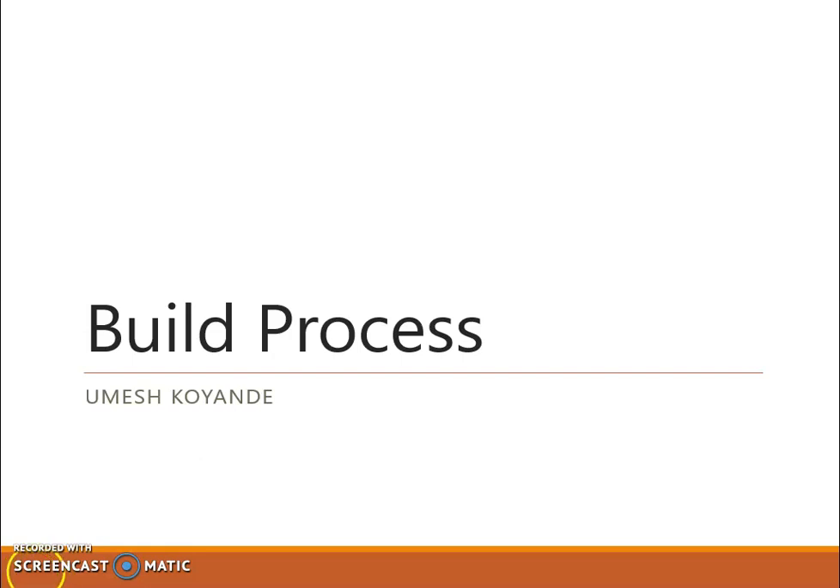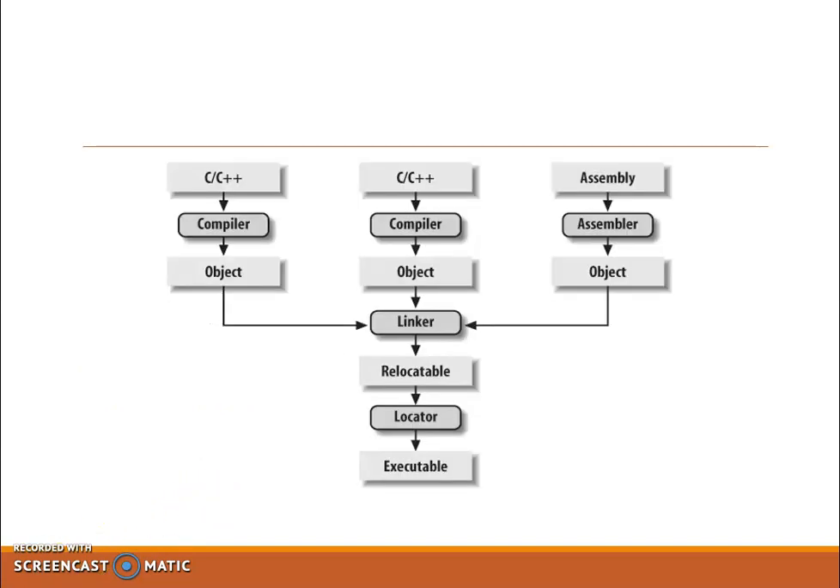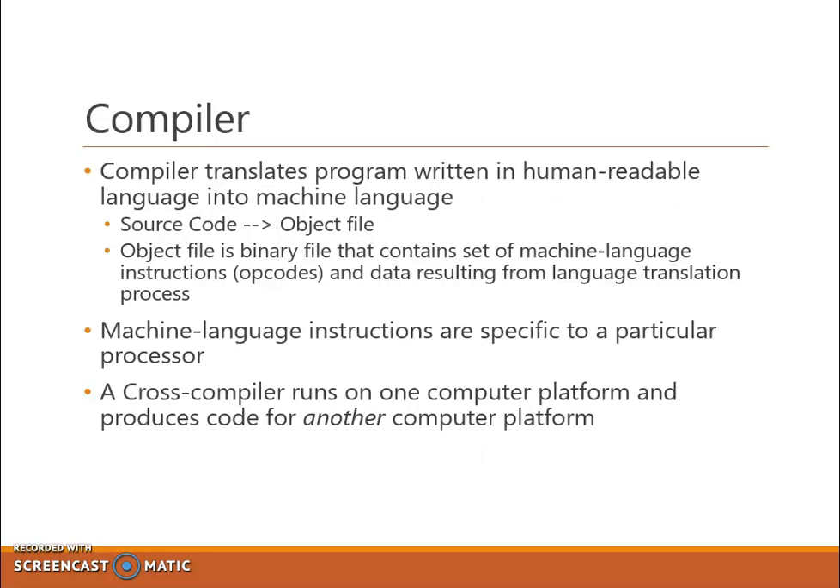In the last video, we have seen the build process in embedded system. In this video, we are going to study it in detail. So this is the diagram which we have studied in the last video. There are three software tools we are using in the build process: compiler, linker, and locator. In this video, we are going to study these software tools in more detail.